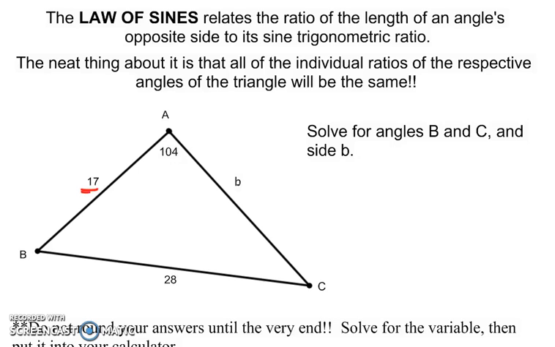Let's solve for, well, angle C has its opposite side there, so maybe I want to relate those two and help me solve for angle C. And angle A, I've already got its angle and its opposite side, so that's very convenient. So I'm going to do the sine of angle C divided by its opposite side is equal to the sine of angle A, which we know is 104 degrees, divided by its opposite side of 28.